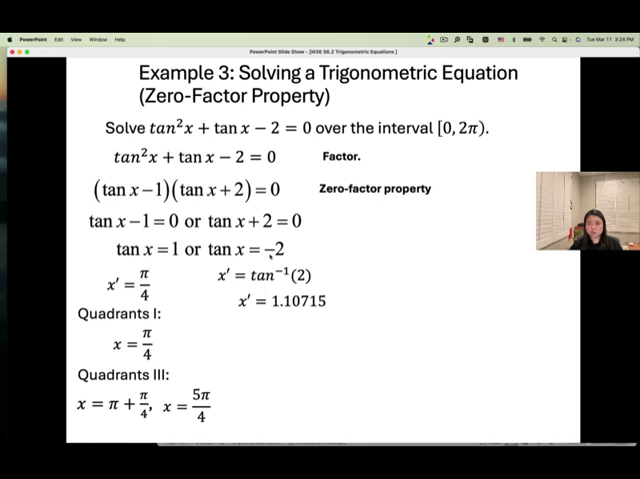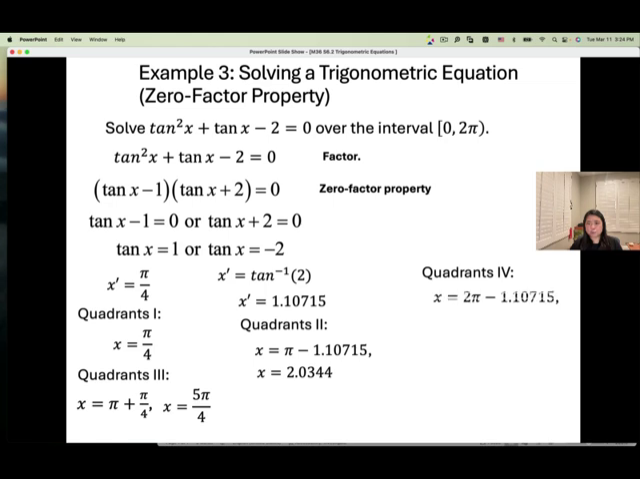So it will be quadrant 2 and quadrant 4. So quadrant 2, that will be pi minus the reference angle. You're gonna get 2.0344. Quadrant 4, that will be 2 pi minus the reference angle. You should get this one. Okay, so you have 1, 2, 3, 4 solutions.